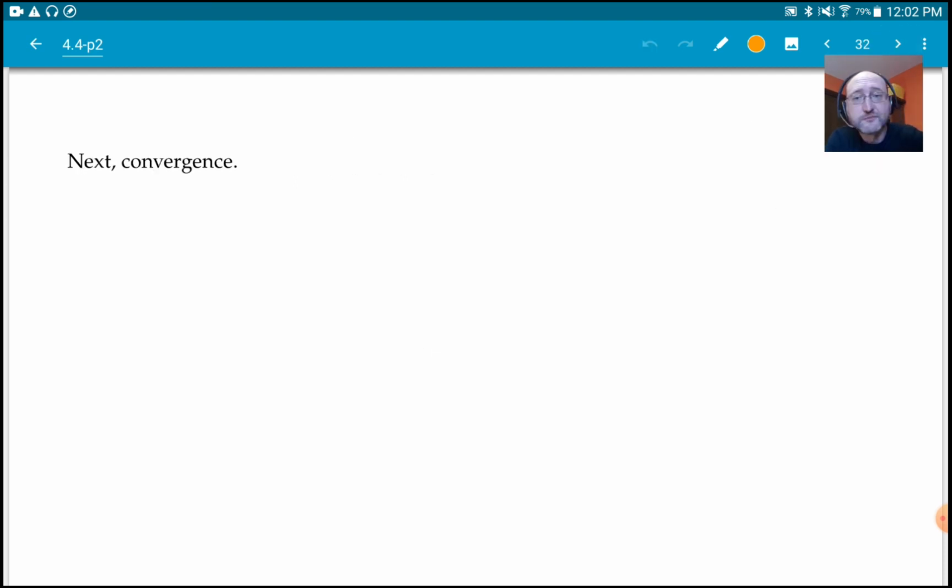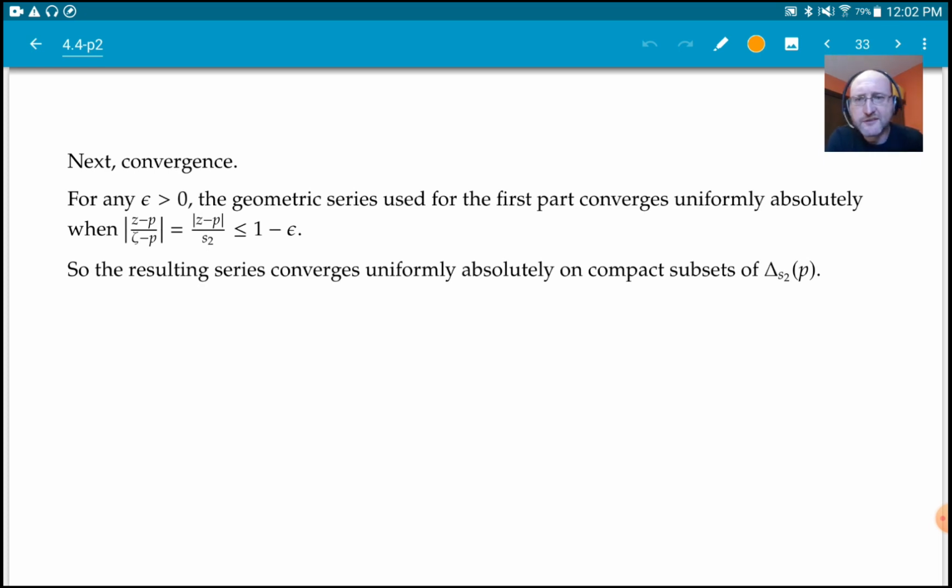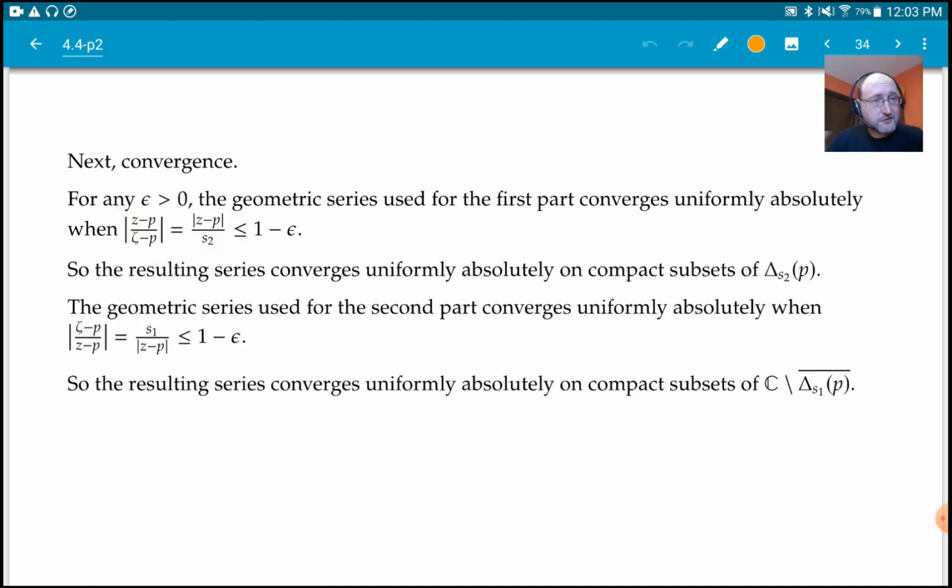Okay, convergence. So for any epsilon, every small epsilon, we get that because the geometric series used in the first part, right, for the positive n's, that converges uniformly, absolutely, basically, in this smaller, compact disk, right? So that means that I have uniform absolute convergence on compact subsets of delta S2, right? Of that part of the series, right? Not the whole series, because compact subsets over here could include the hole, right? But they cannot include the outside, right?